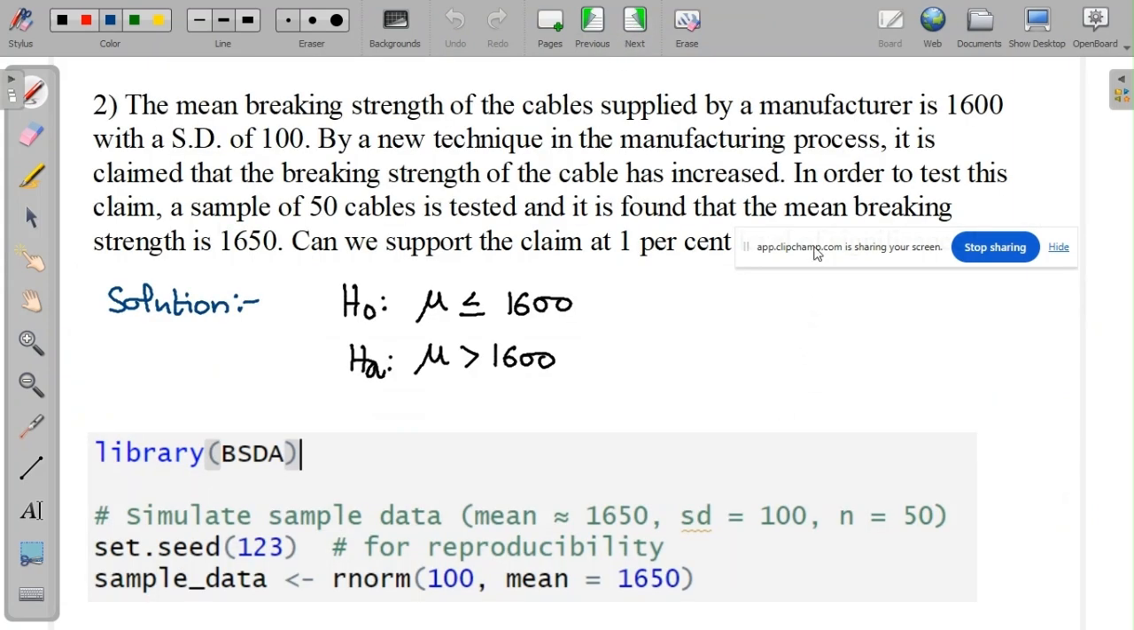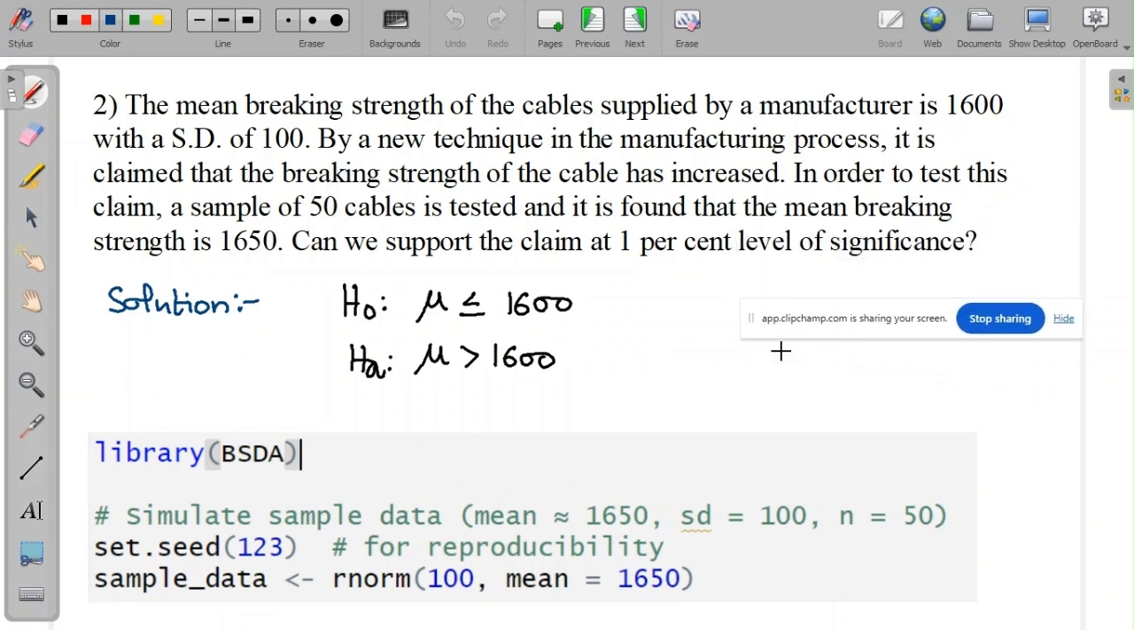The second problem again is about the breaking strength of cables. We define the null and alternate hypothesis. We are supposed to check the claim that the breaking strength has increased. So HA will be defined as mu greater than 1600, and H naught will be defined as mu less than or equal to 1600. Having defined these two statements, we call the package using the library function.